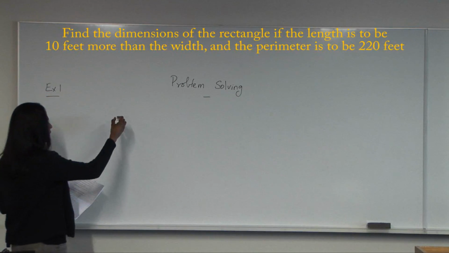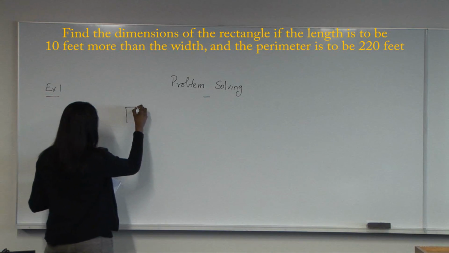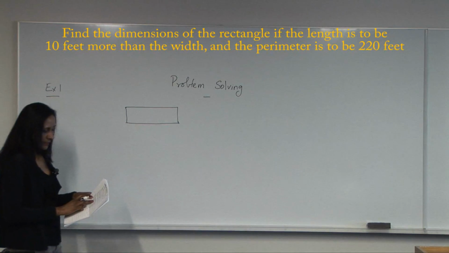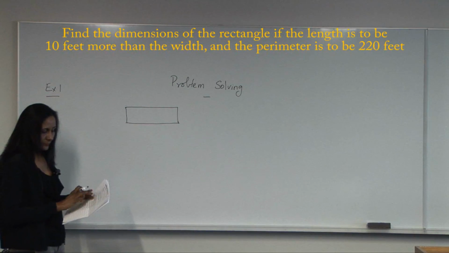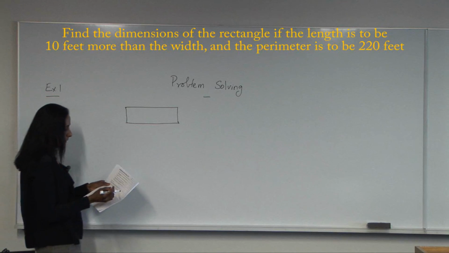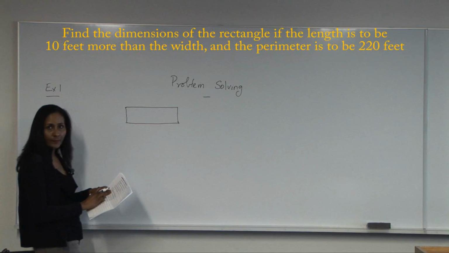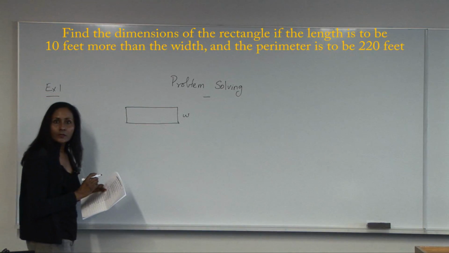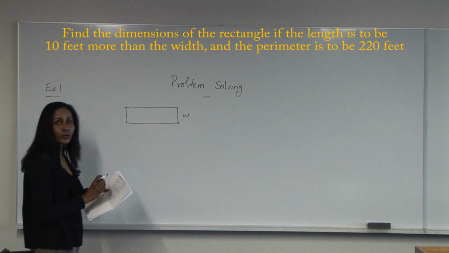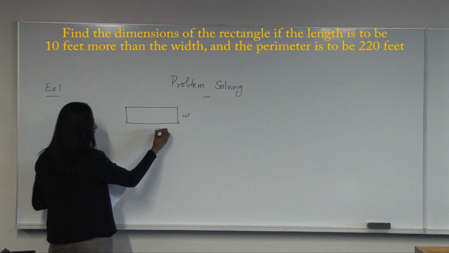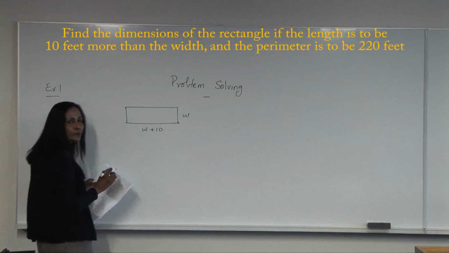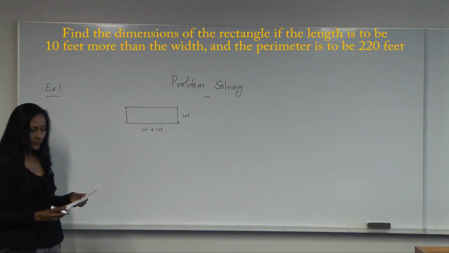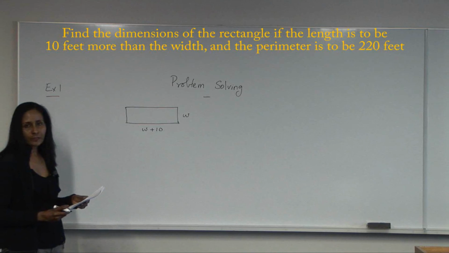So let me draw the picture here, a rectangle here. Find the dimensions of this rectangle if the length is to be 10 feet more than the width. We don't know what the width is, so let's keep this as W. So length is 10 feet more than the width, so 10 more than the width. So that's the length. And what else is given? The perimeter is to be 220 feet.